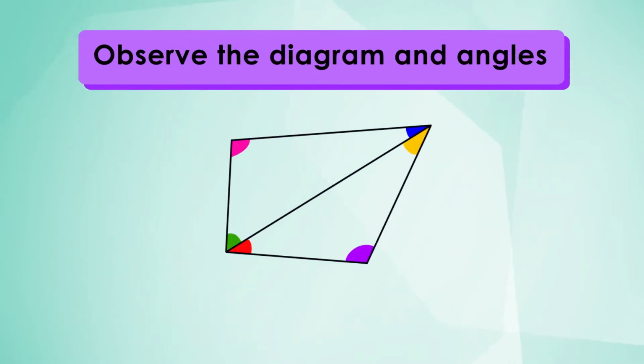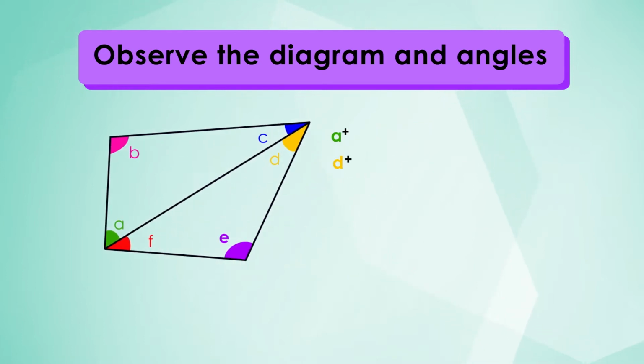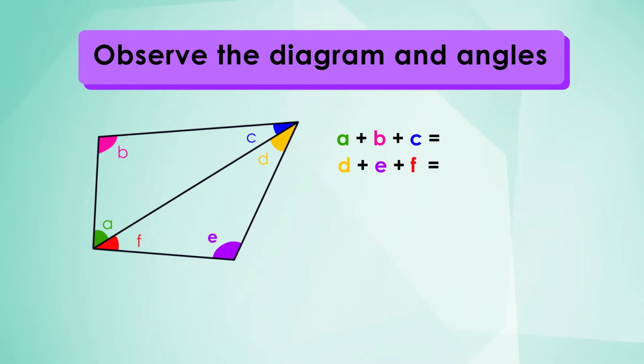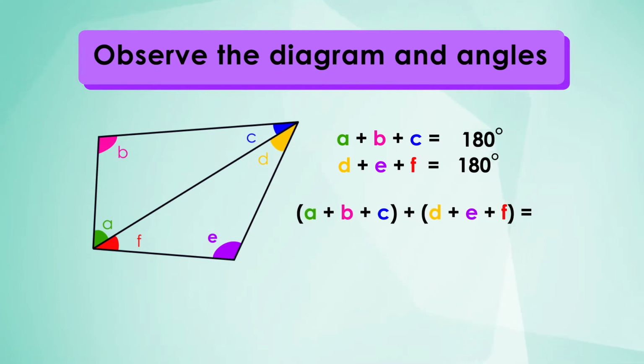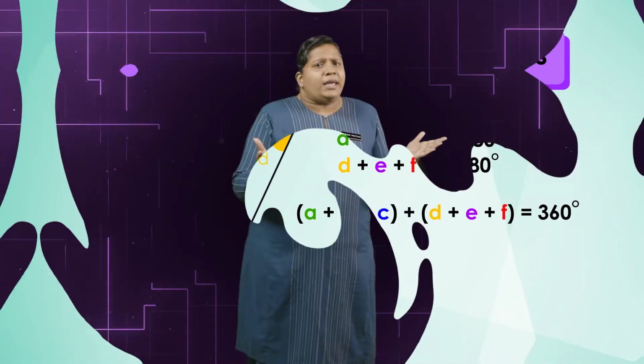Observe the diagram and angles given. So, are you able to see the relationship now? Yes, I'm sure you can see it now. So, let's recall what we have learned. The interior angles in a triangle add up to 180 degrees, and for the quadrilaterals they add up to 360 degrees. Why is this so? This is because the quadrilaterals are made up of two triangles.